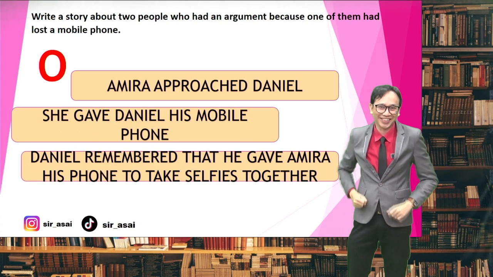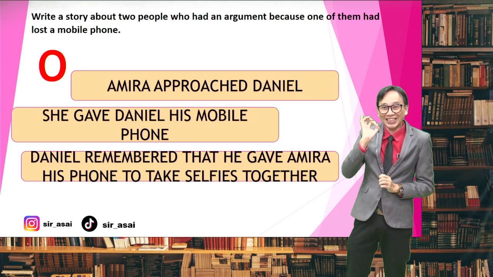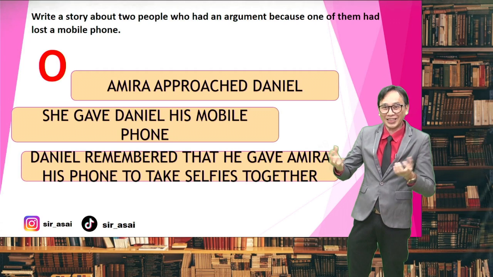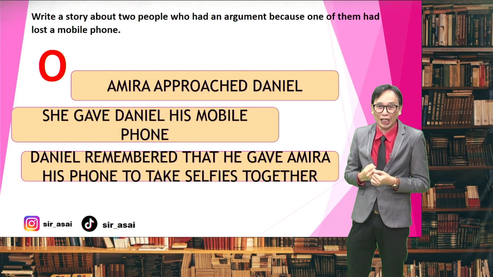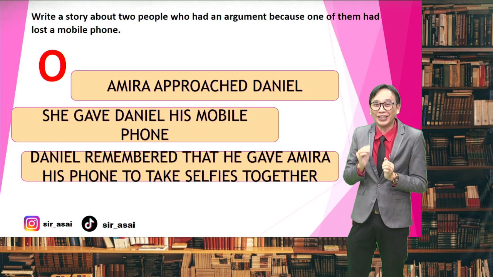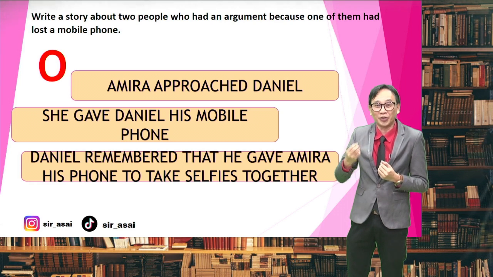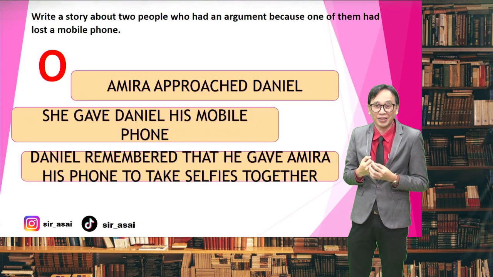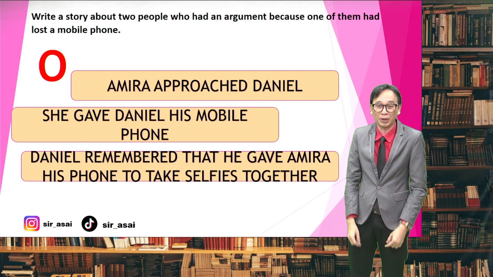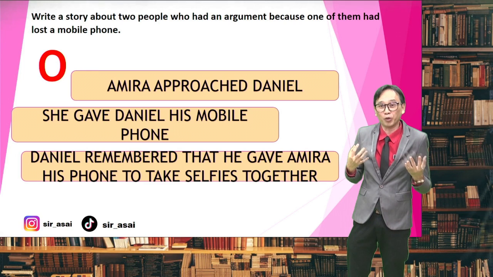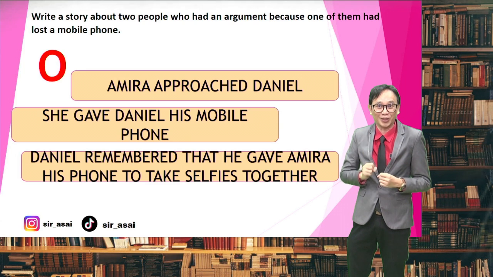Okay, next. The resolution here is suddenly the beautiful Insta famous girl came and approached Daniel. And she gave Daniel his mobile phone. So remember earlier, Daniel actually gave his phone to Amira to take selfies together, and he forgot to take it back. So, what an embarrassment. But of course, it would happen to you too, if you are so starstruck with someone who is beautiful and famous in social media.